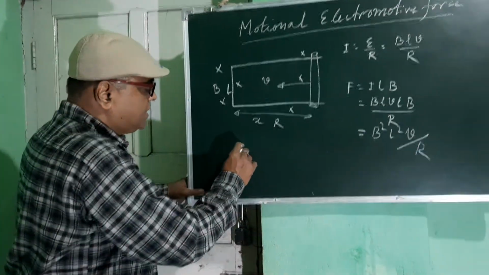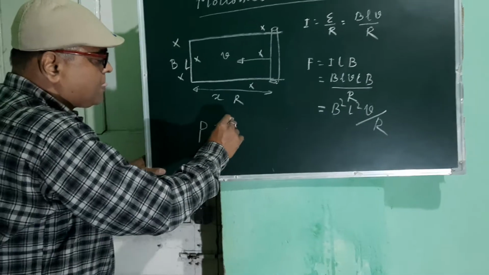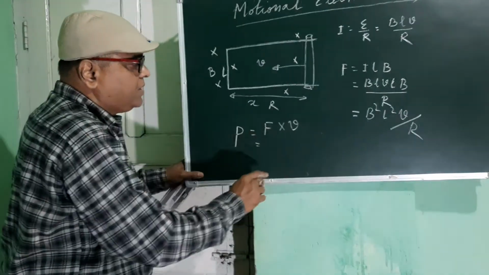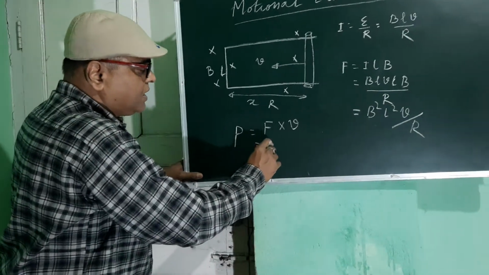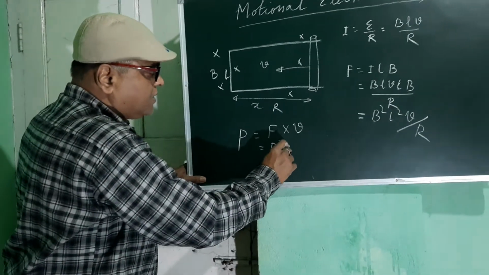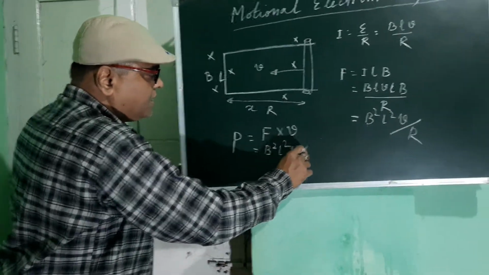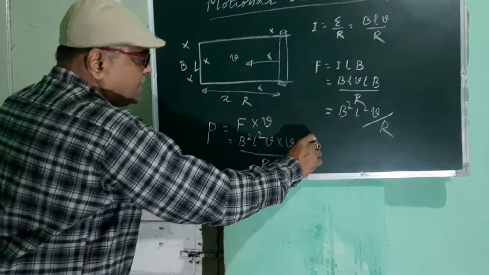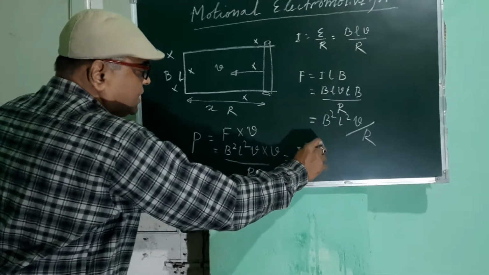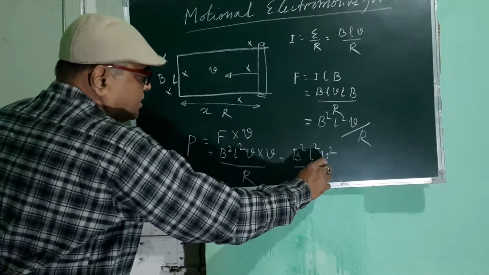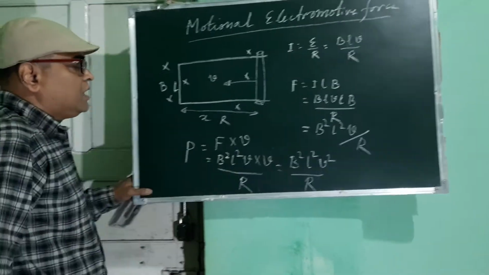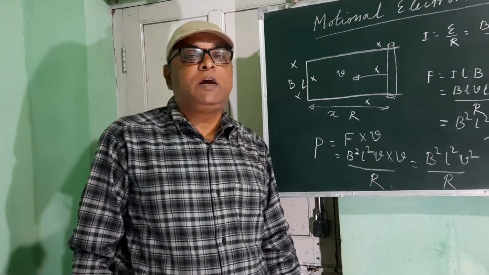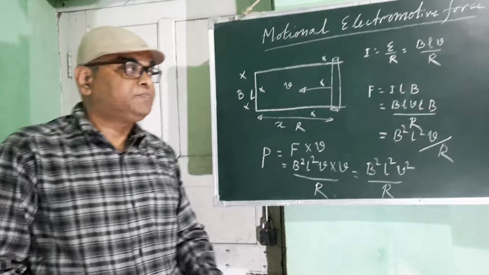Now power P is equal to F into V. So F into V is B square L square V by R into V, so power P is equal to B square L square V square by R. That power is generated due to motional electromotive force.